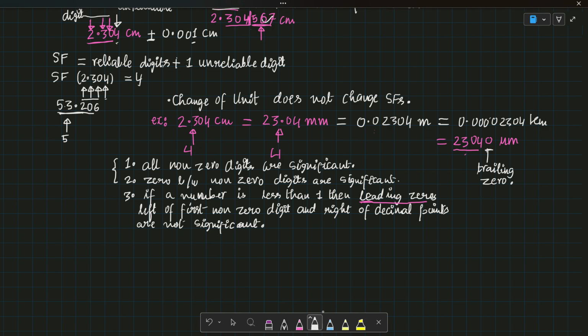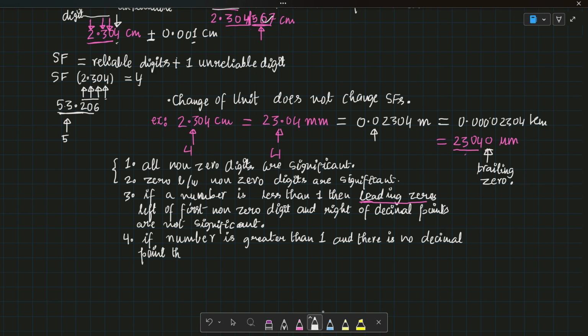So now we have the rule for leading 0, and now the rule for trailing 0 is that if the given number is greater than 1 and there is no decimal point, then trailing zeros are not significant.